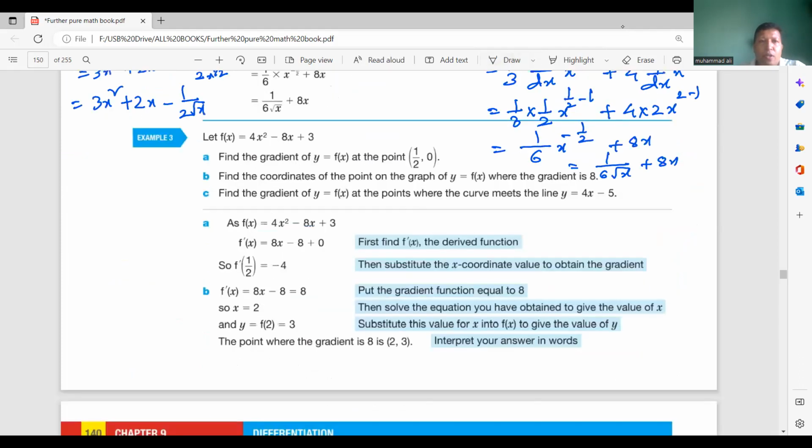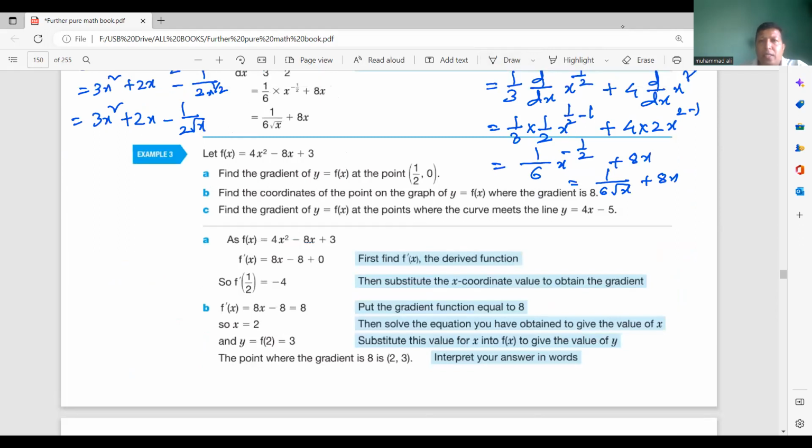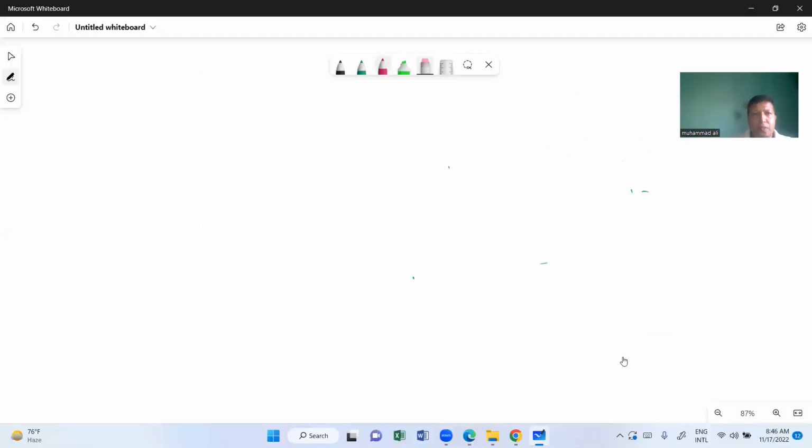Okay, now example 3. Let f(x) equal 4x squared minus 8x plus 3. Find the gradient of f(x) at the point (half, 0). It's a very important math. So at first we will write it on the whiteboard. I just write it. Now see everybody. Example 3. So f(x), they gave us f(x) equals 4x squared minus 8x plus 3.